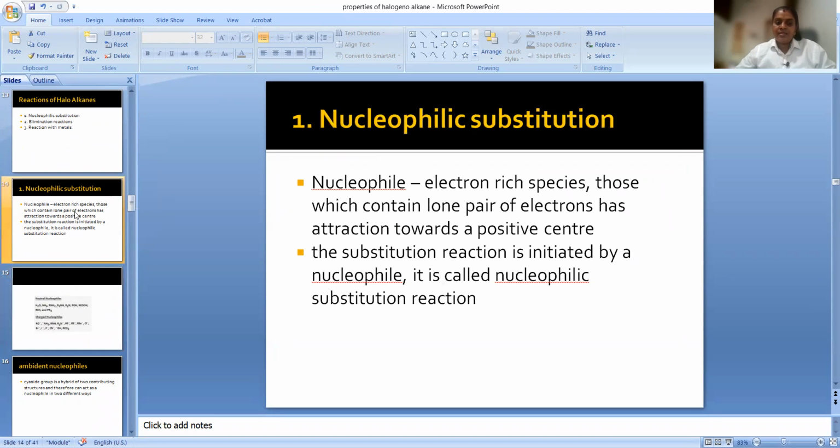First we have to understand what a nucleophile is. A nucleophile is an electron-rich species which is seeking a positive center. Nucleophile means nucleus loving, that is, positive charge loving. So it is electron-rich and it is seeking a positive center. The substitution reaction here is initiated by a nucleophile. That is the reason why it is called a nucleophilic substitution reaction.